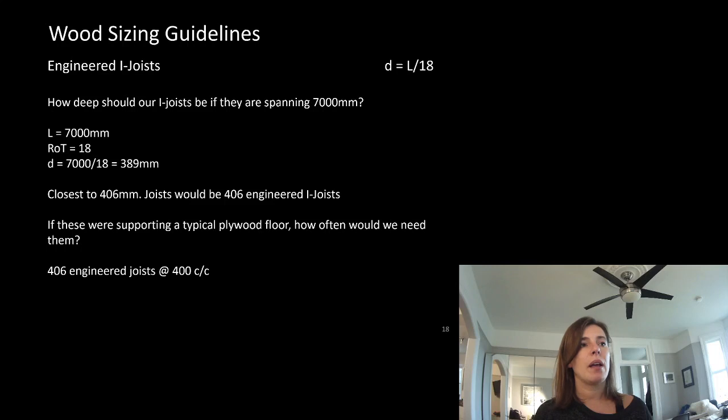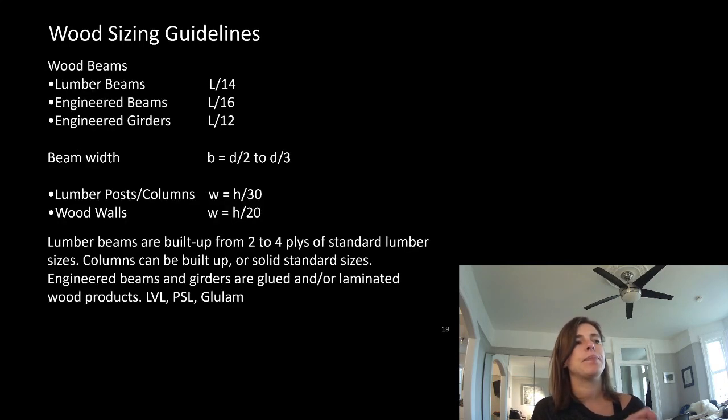Again, if we were supporting a typical plywood floor, we would want them at 16 inches on center. We want our sizing guidelines to be in the world of normal, and normal is to have these I-joists at 16 inches on center. So for this example, where we're spanning 7 meters, we'd want to call up 406 engineered joists at 400 center to center, or 16 inches center to center. As much as the 6 millimeters are different, we might say 16-inch engineered joists at 16 inches center to center.